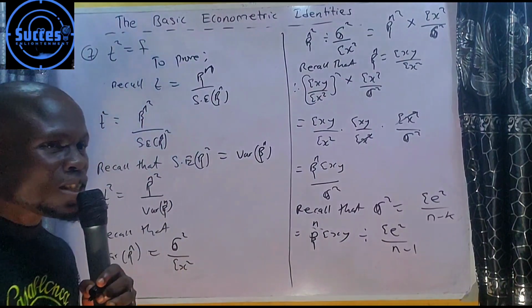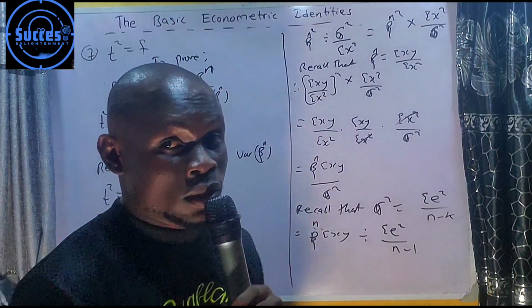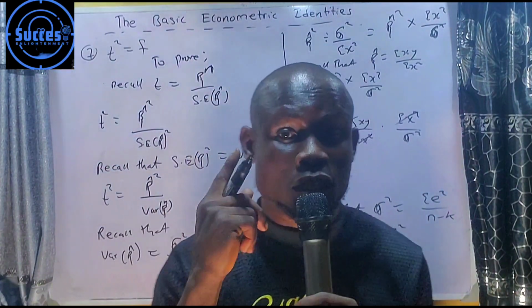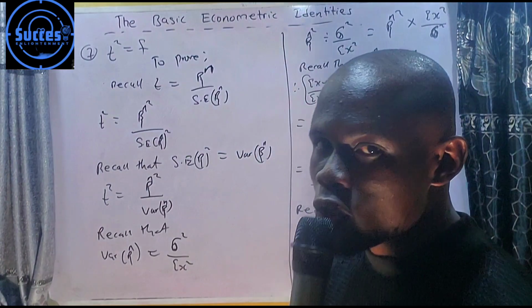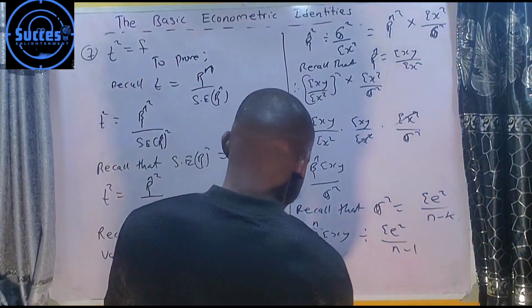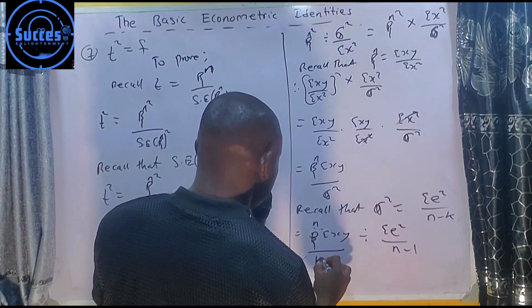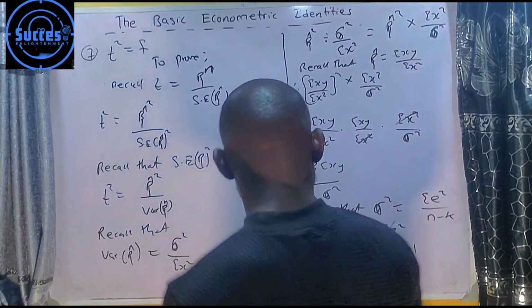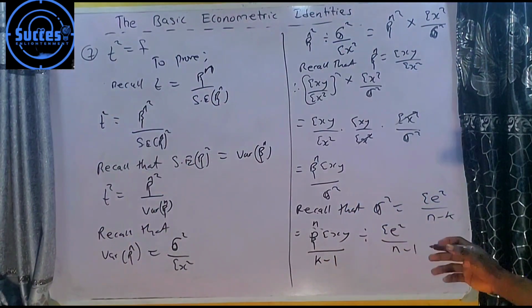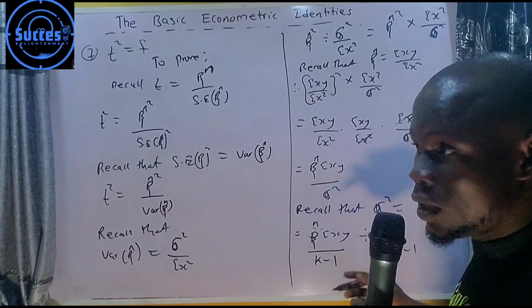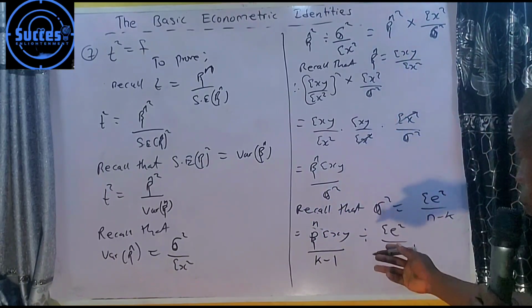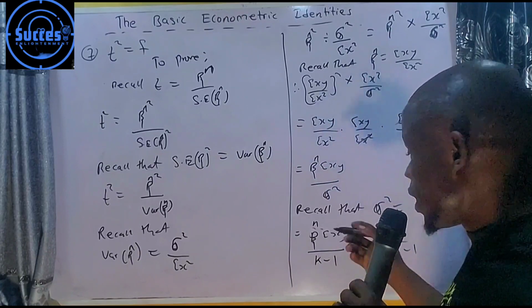Now since this is a simple linear regression, that is, there's only one independent variable, so we have to divide this by what? K minus 1. Now if it is a multiple regression, let's say with 2 independent variables, it would be k minus 2, and if it is 5 variables, it would be k minus 5.